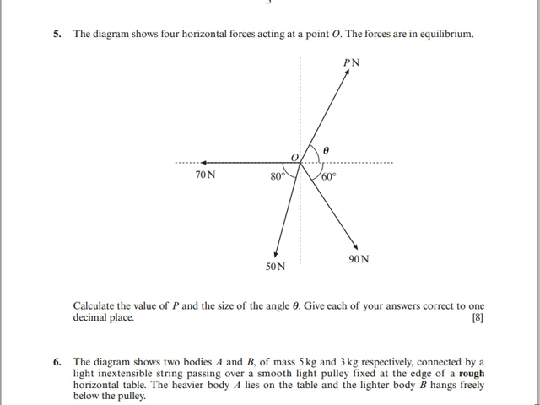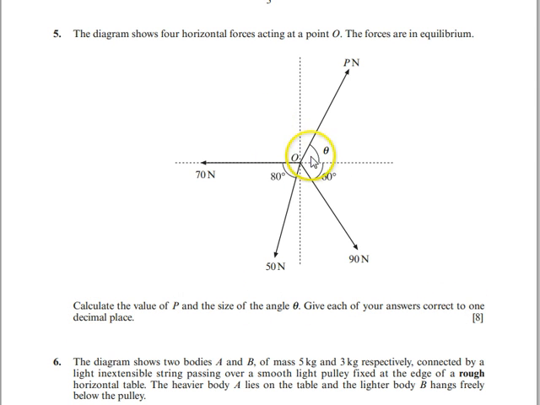Okay guys, let's have a look at question 5. We'll do part A first of all. Let's have a little quick look at the question on the paper. We've got a series of forces here with their magnitudes and directions and orientations listed here. So let's sketch that. And we're going to need to find the value of P, this force here, which is P newtons, and also the angle theta. Give each of your answers correct to one decimal place.